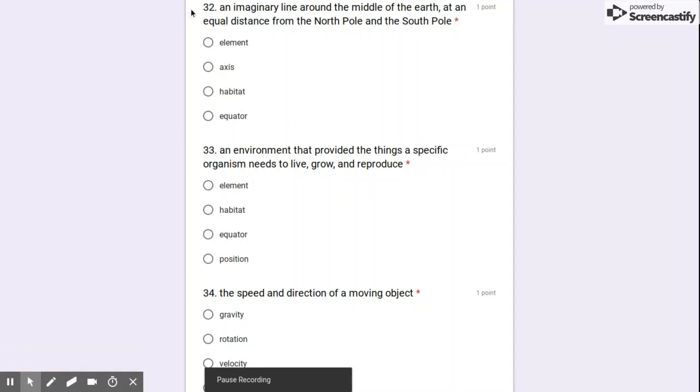Number 32. An imaginary line around the middle of the Earth at an equal distance from the North Pole and the South Pole. Element, axis, habitat, equator.